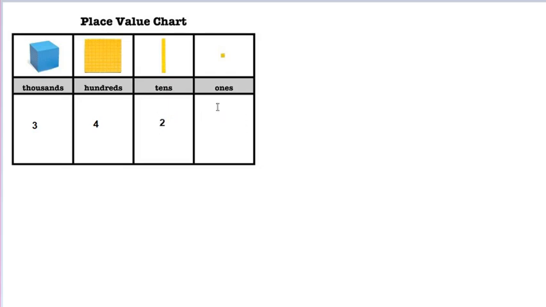Last but not least, 5. We have 5 left, and we know that that is worth 5 ones. So there you go. 3,425 is written as 3425.